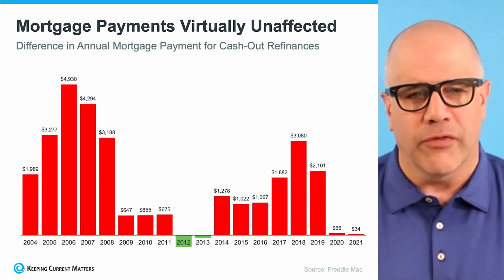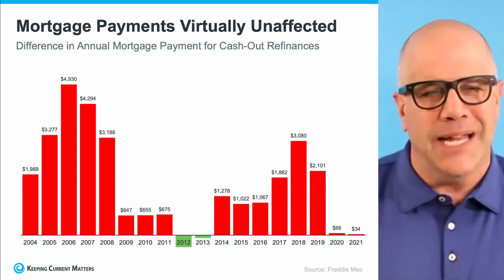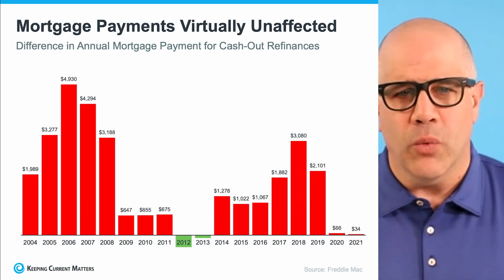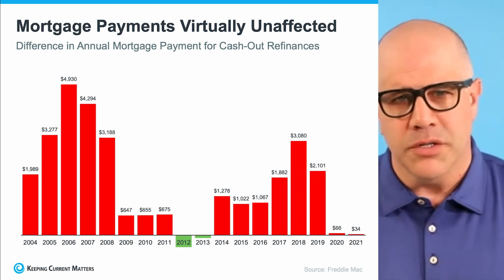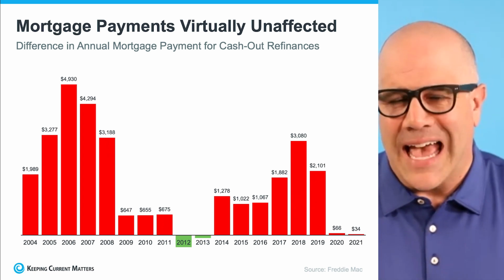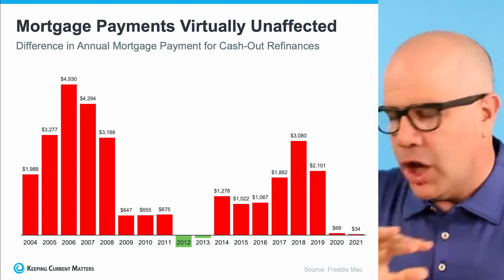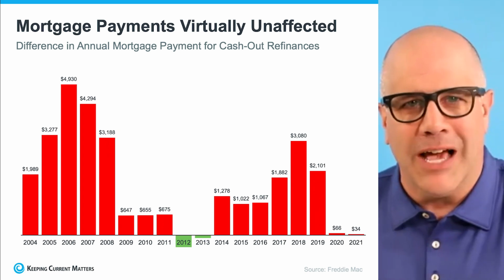This is from a study from Freddie Mac. You can go to this link, go look at this study, go do a deep dive into it if you want to. Well, the last couple of years, in 2020 and 2021, $66 difference in the payment, $34 difference in the payment in a cash out refinance. That speaks to a couple of things. One, people aren't leveraging the cash in their home and using it as ATMs like they did back then.